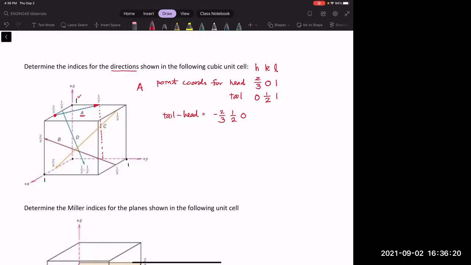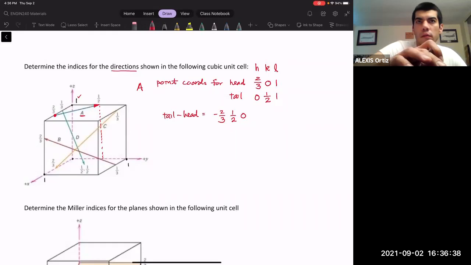Okay. Now, that is not the end. The next thing we need to do is multiply by an integer to make everything the smallest integers. We don't use fractions to represent the direction.